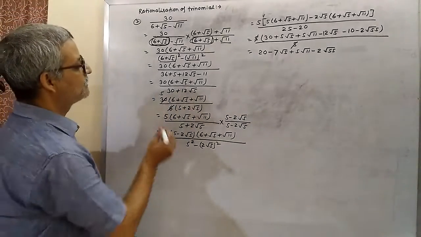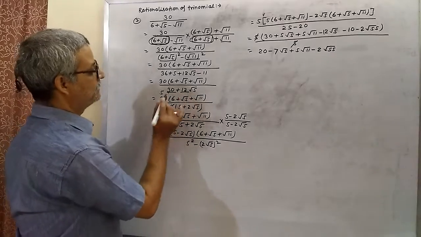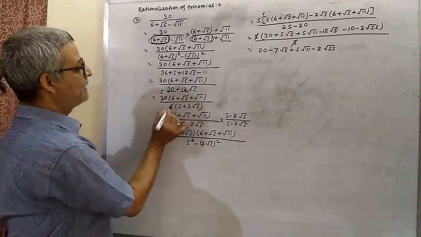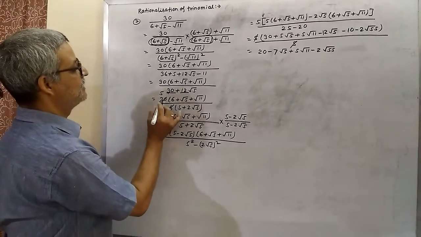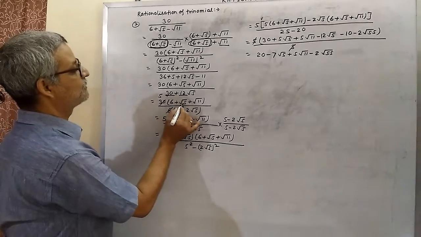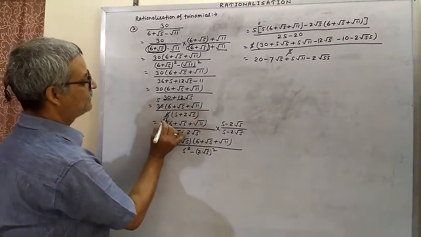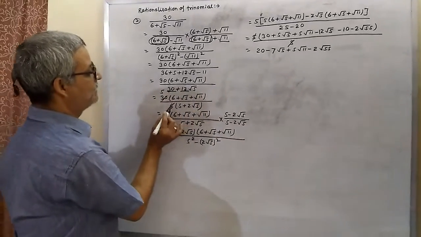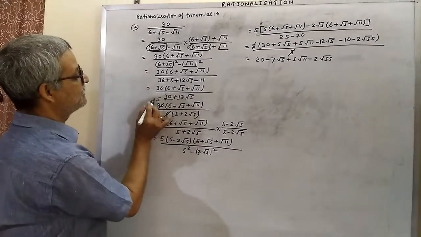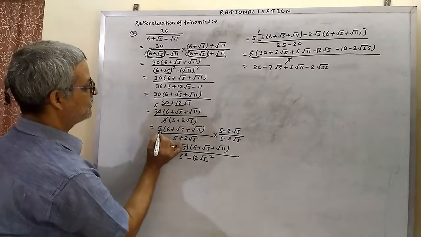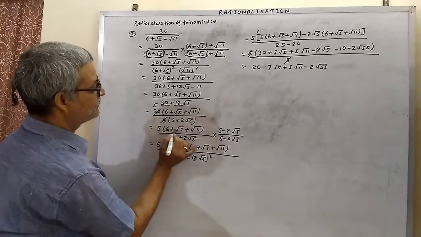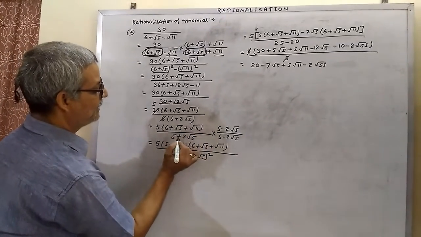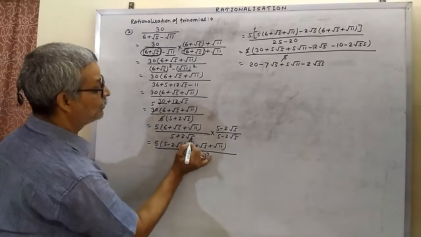Now here you see 30 and 12, 6 is common. So we will take 6 common in the next step. 30 into 6 plus root 5 plus root 11, 6 taken common. So inside the bracket 5 plus 2 root 5, and then 6 and this 30 cancel out, 5 remains. So now it remains 5 into 6 plus root 5 plus root 11 divided by 5 plus 2 root 5.